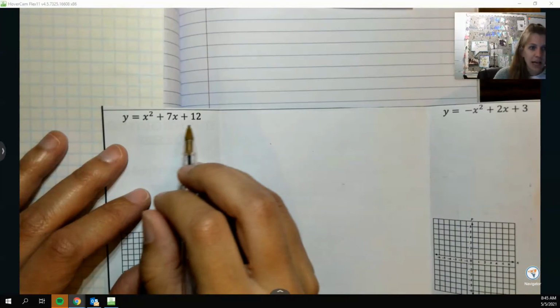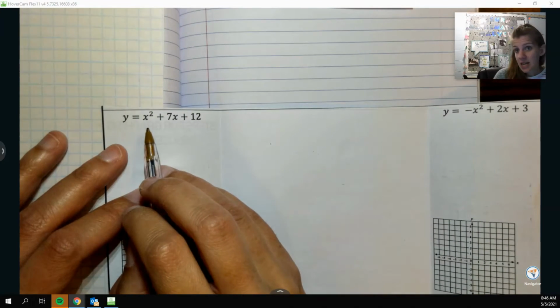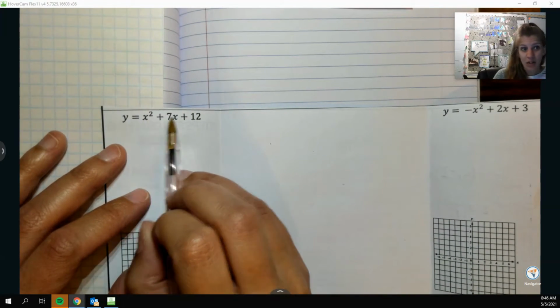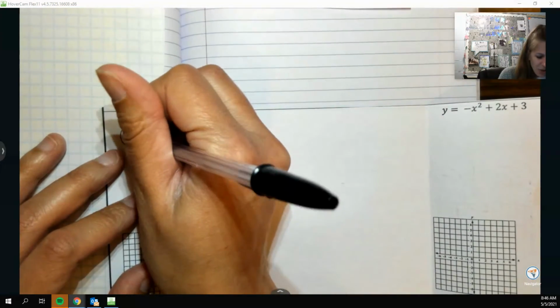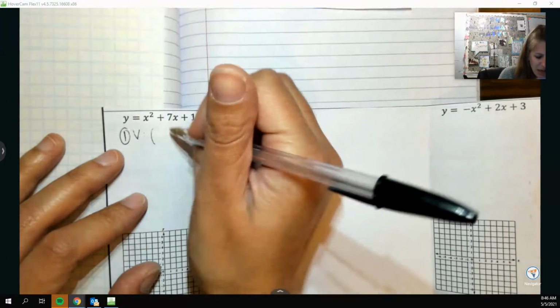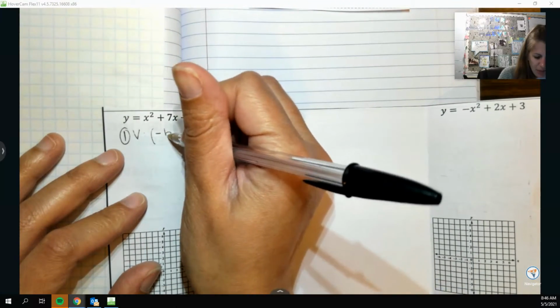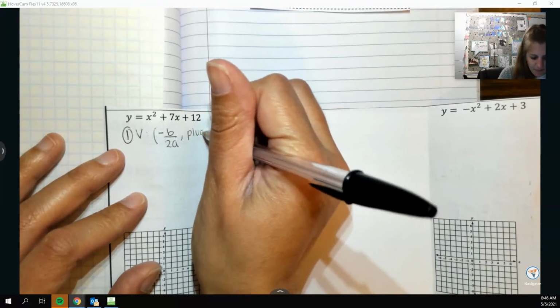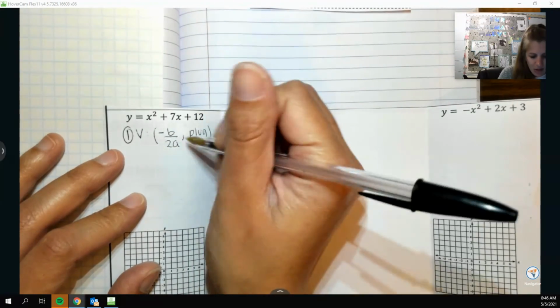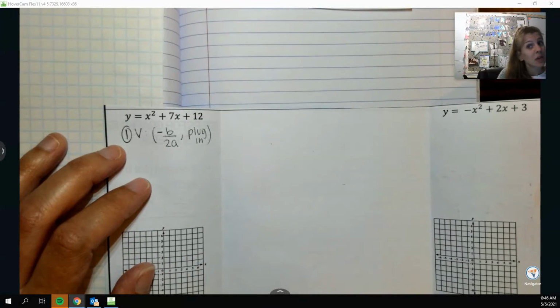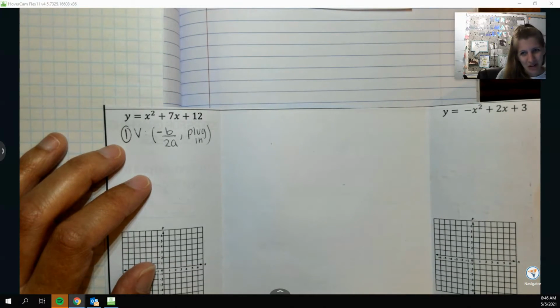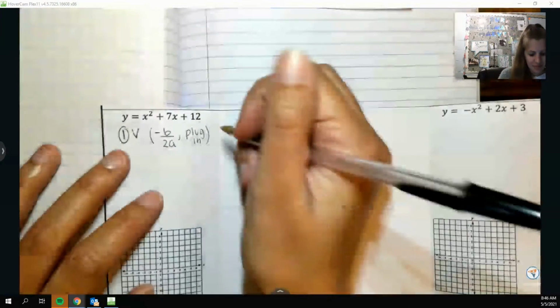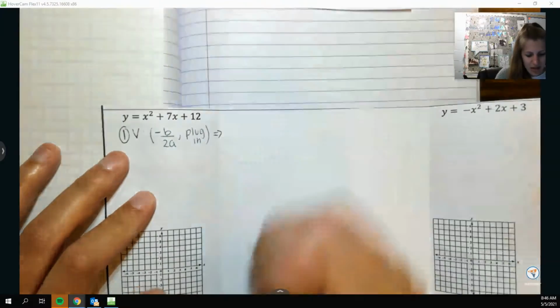Okay, so looking at this one here, I can tell that it's in standard form because I have an x squared and an x. That first step is to find my vertex by using my little baby formula, negative b over 2a, and then plugging it in. Now, a lot of people ask where that little baby formula comes from, and it's real interesting, but you'll have to wait for Algebra 2 to figure it out. Just trust me for now that it works.